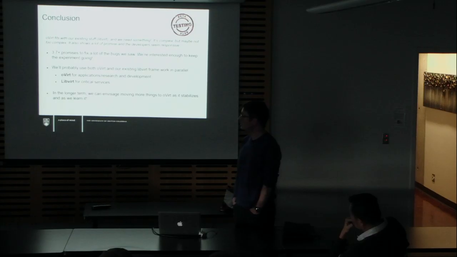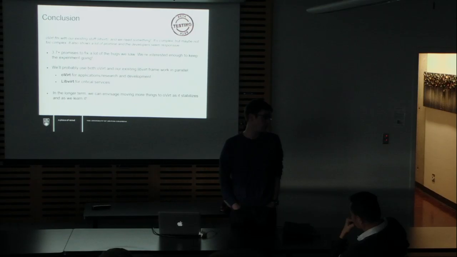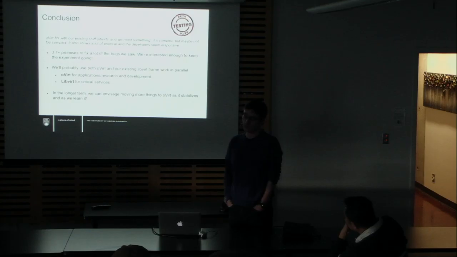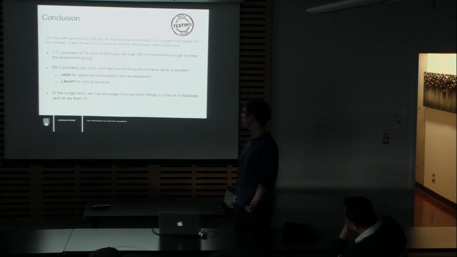3.7 should be interesting, and we're interested enough in it to keep what we have going. Probably it'll be a wipe and reinstall just to see if things that we need are fixed, and keep playing with it that way. We do in the midterm see a place for it in our infrastructure, probably starting with development machines, then maybe bringing on some applications. We wouldn't be comfortable putting critical services on it yet, so we'll keep our existing libvirt setup for that at the moment. But if it's stabilized and lived up to its promises, then we'll probably shift everything to oVirt in the long term. But that seems to be quite far away.